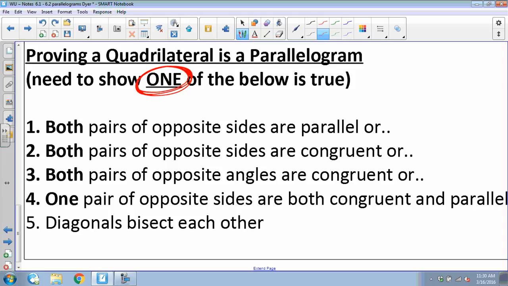Or both pairs of opposite sides are congruent. So if they say AB is congruent to CD and AD is congruent to BC, is that a parallelogram? Yes, because both pairs of opposite sides are congruent, that automatically makes it a parallelogram.